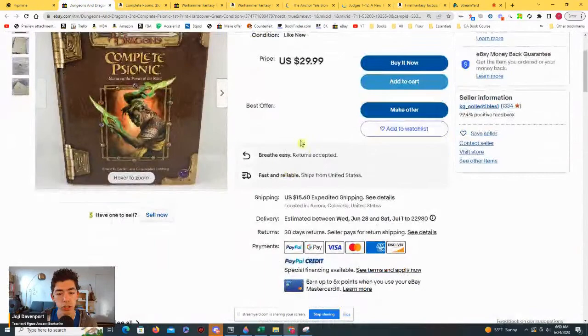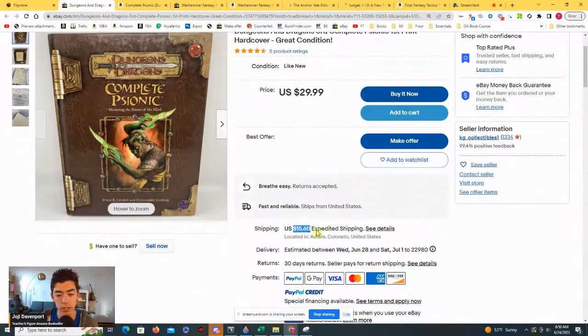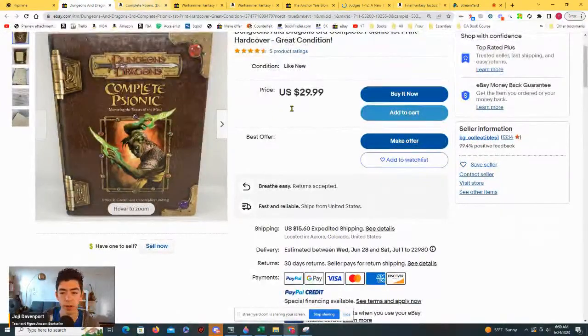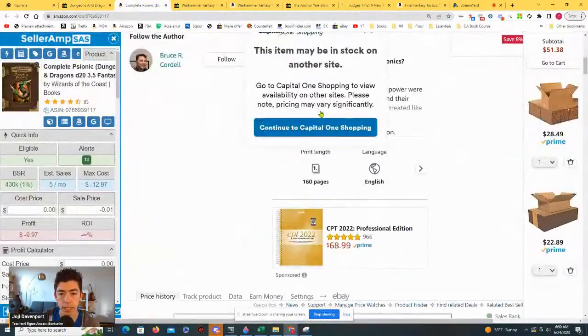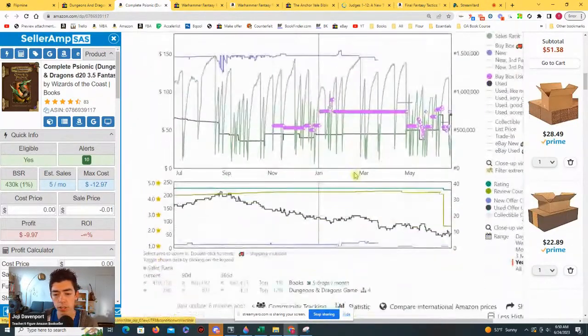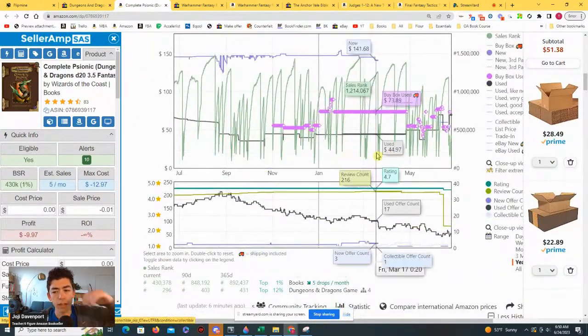Okay, so we have a Dungeons and Dragons book. We can pick this up. Shoot, that shipping is crazy. $15.60. So we're looking at basically $45 to buy this book. And over here on Amazon, it looks like the lowest price is $70. So that's good news. And the baseline price of this book is right around $45.